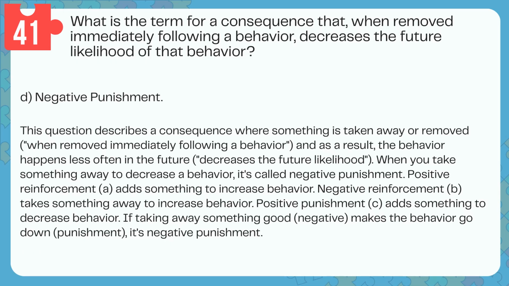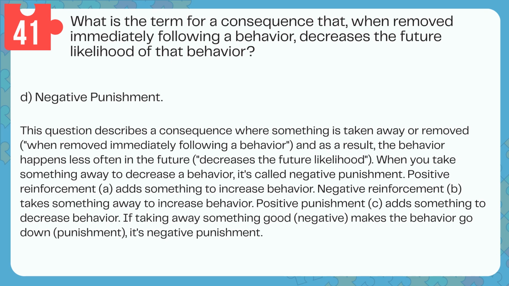Answer: D. Negative punishment. Explanation: this question describes a consequence where something is taken away or removed immediately following a behavior, and as a result, the behavior happens less often in the future, decreasing the future likelihood. When you take something away to decrease a behavior, it's called negative punishment.